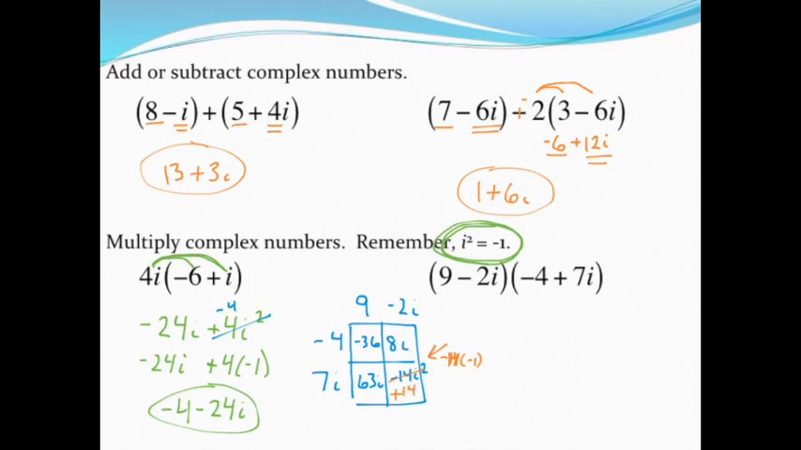So it's a positive 14. Pulling all those numbers out of the box and adding up my real numbers, negative 36 plus 14 adds up to a negative 22. We usually like to put the real number in front, and then adding up my imaginary numbers, 63i plus 8i gets me a positive 71i.